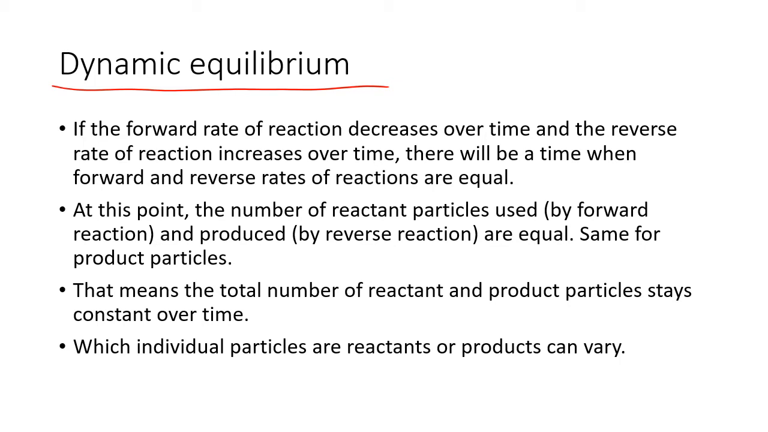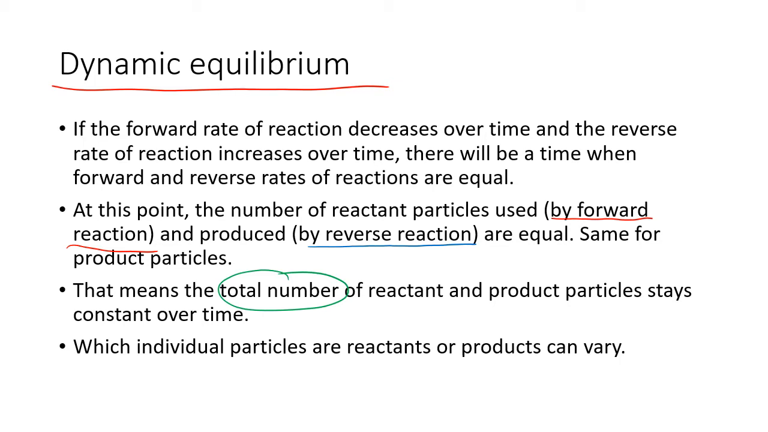At this point, the number of reactant particles used by the forward reaction, so that's the amount that is consumed, and the amount that is produced by the reverse reaction are equal. Same for the product particles. Which means that the total number of reactants and products stays constant over time. Which individual particles are reactants and products can vary.